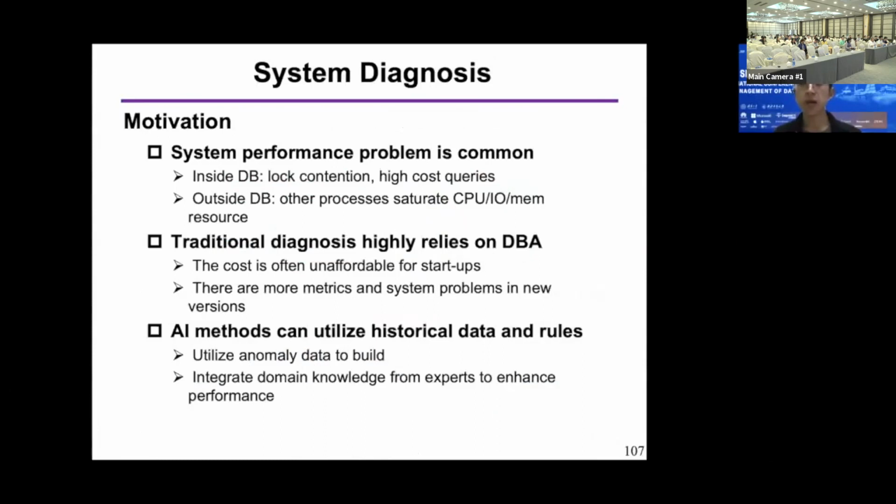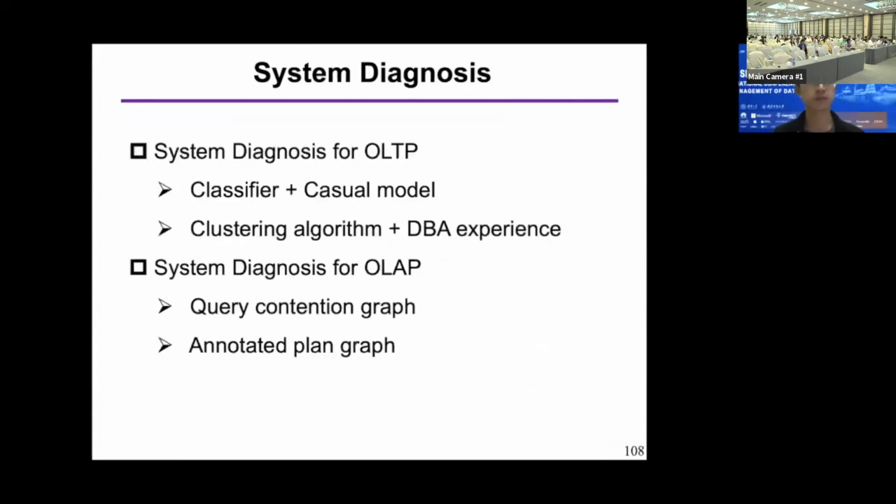After detecting the abnormal performance metrics, next we need to diagnose the root causes. There are three motivations. First is that system performance problems are very common, especially on cloud databases. And traditional diagnosis highly relies on DBAs and experts, and is very costly and time-consuming. The AI methods can utilize historical data and rules to enhance the diagnosis procedure. Based on the workload types, we can divide existing diagnosis work into OLTP-oriented and OLAP-oriented.